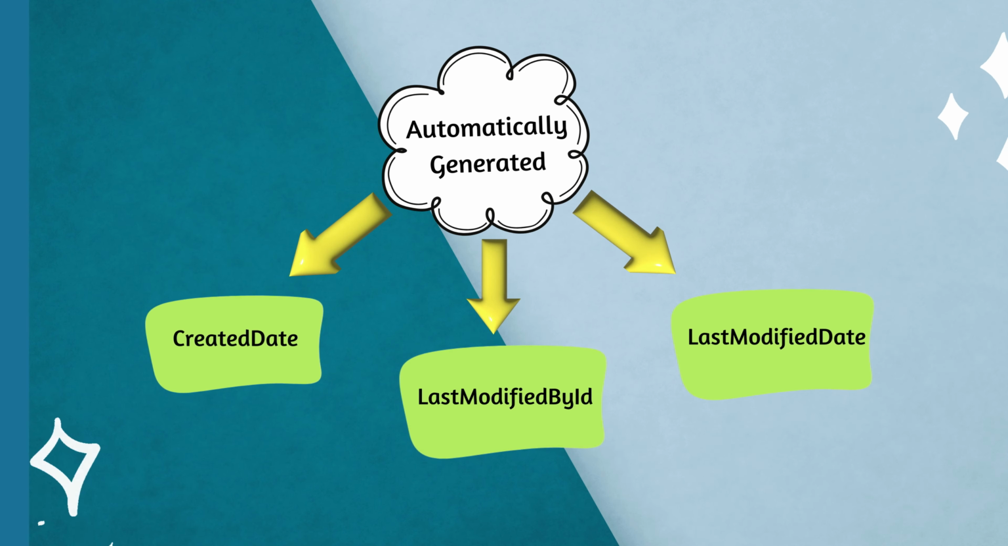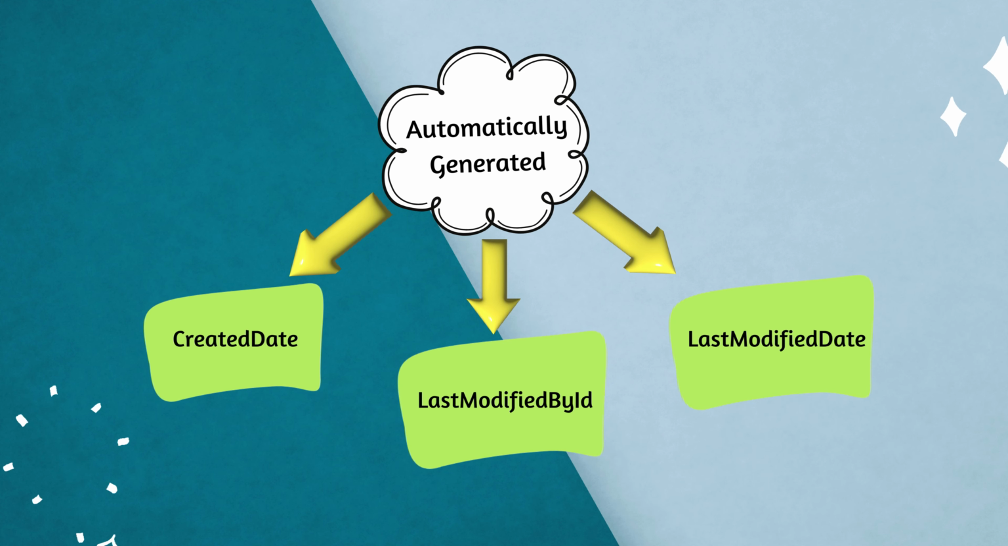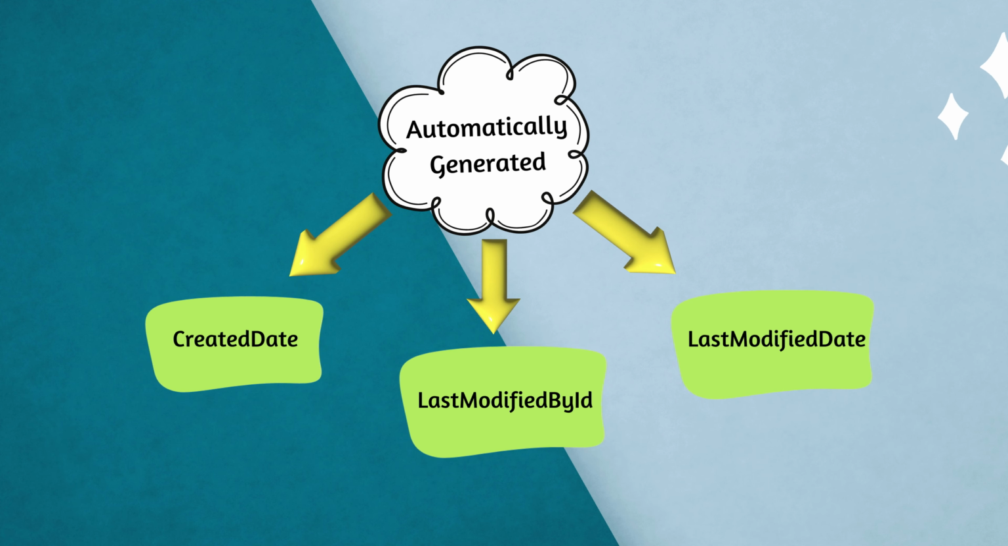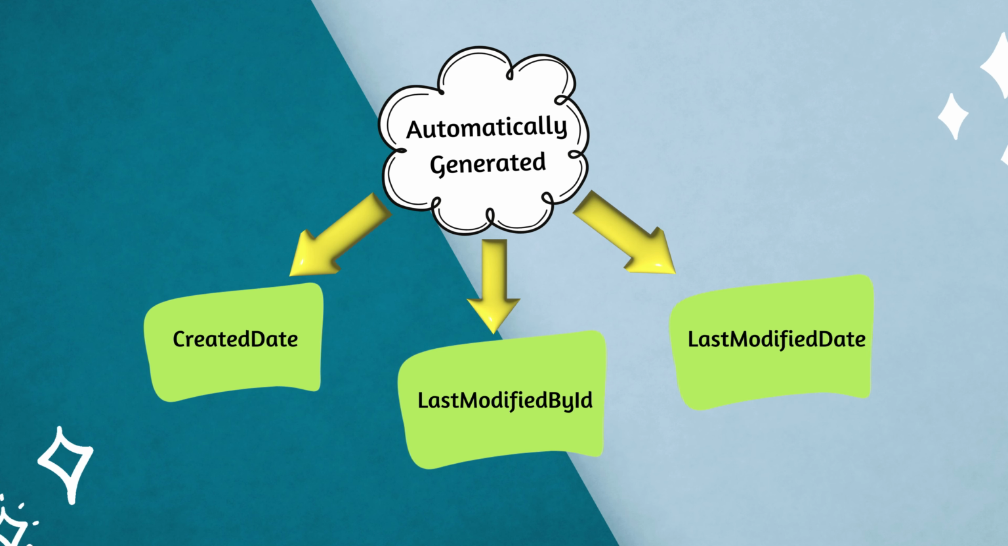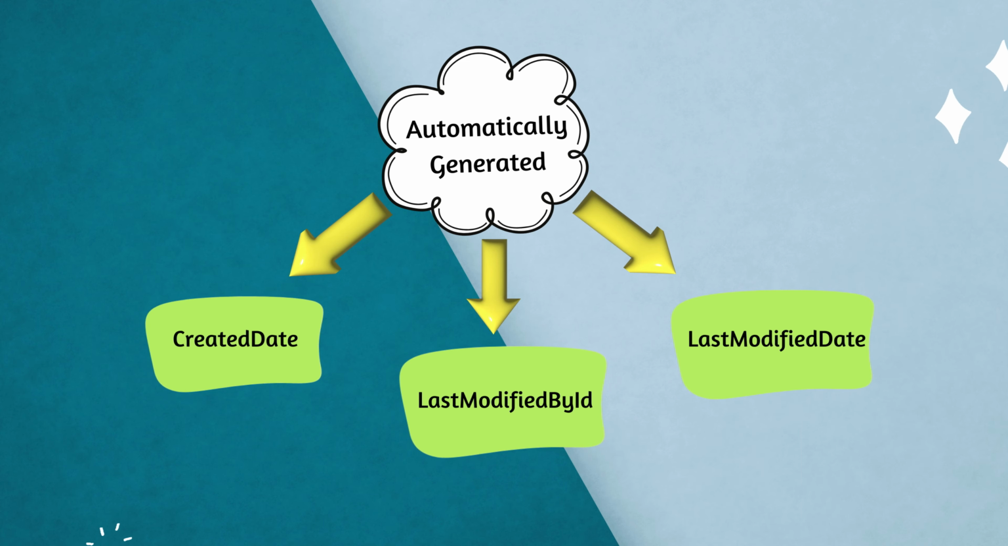Now let's delve into the realm of fields. Every object, standard or custom, has its set of fields. Let's explore the diverse types of fields at your disposal. System fields are read-only, providing vital information about record creation and modification.